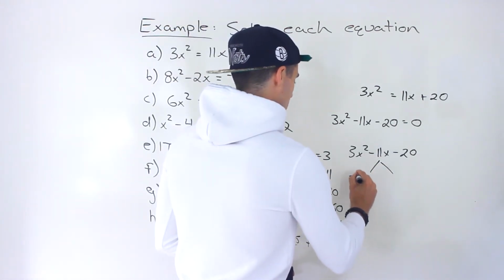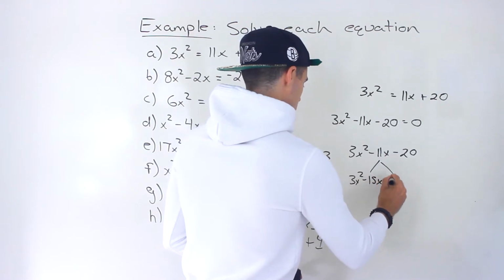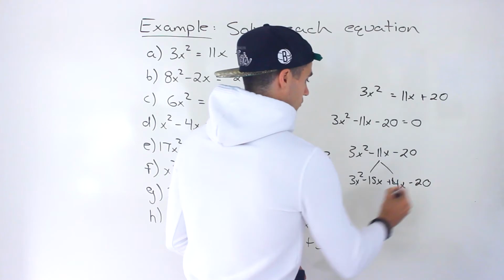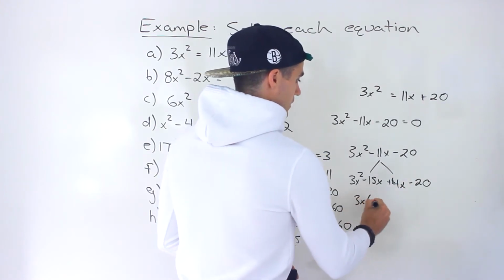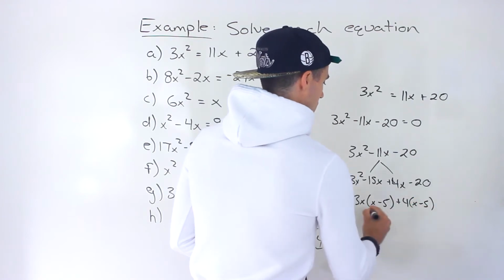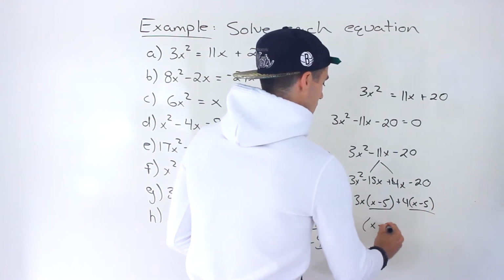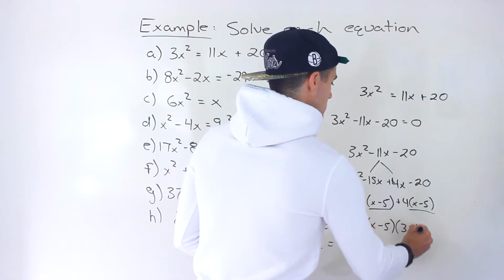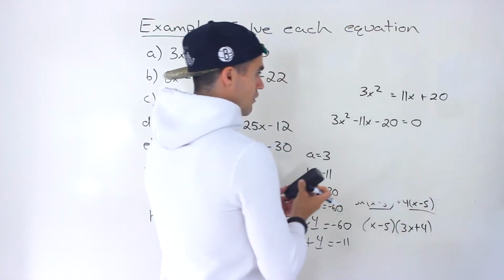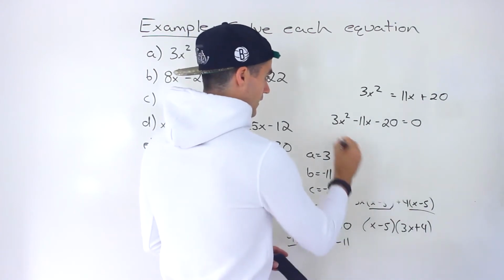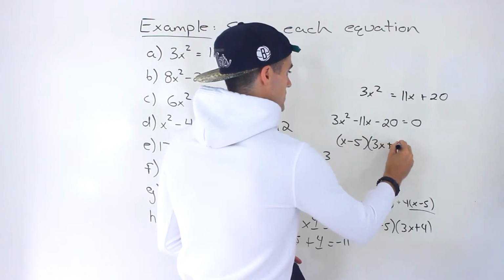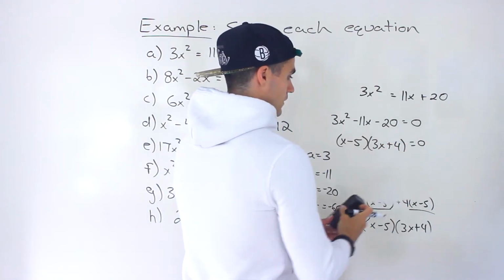So then we just decompose. Sorry, that's plus 4x. That middle term, then we could take out a 3x, so it would be left with x minus 5. Then we could take out a 4, leaving x minus 5. And we could take out an x minus 5, and we're left with 3x plus 4, like that. So this quadratic factors into x minus 5 times 3x plus 4, and that's going to be 0 like this.